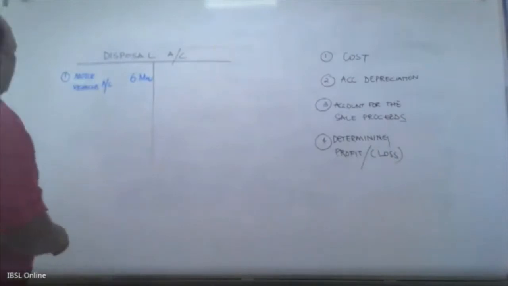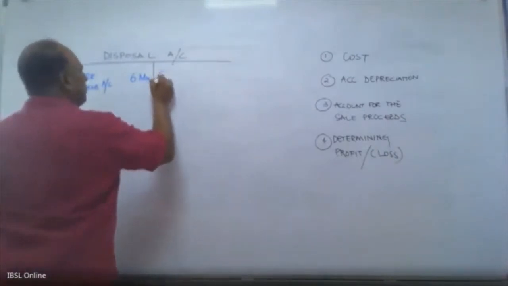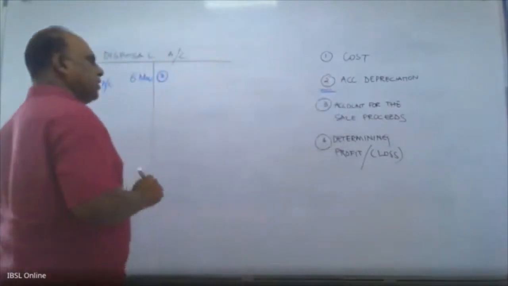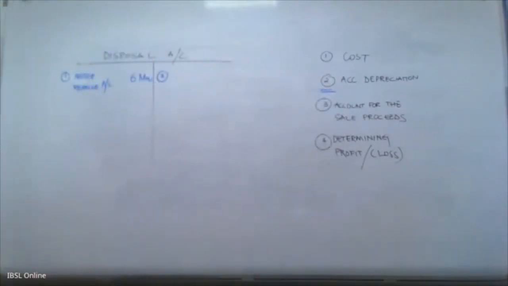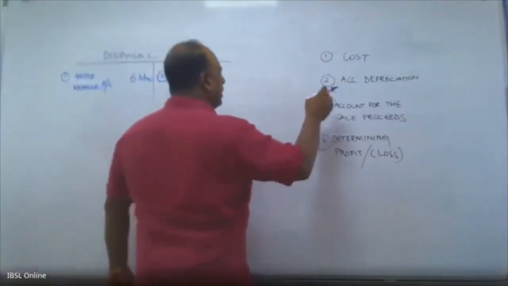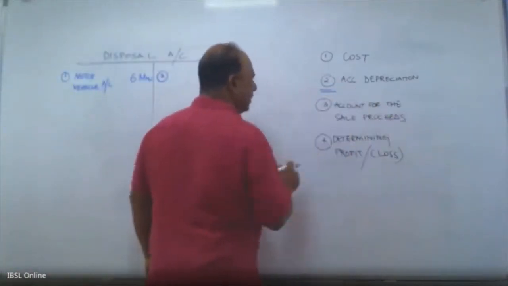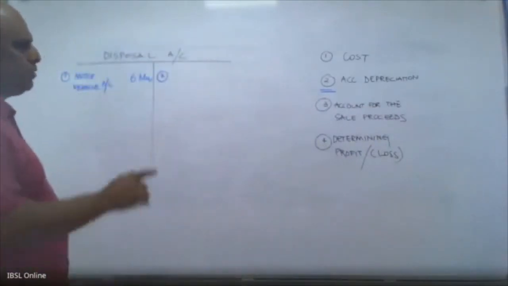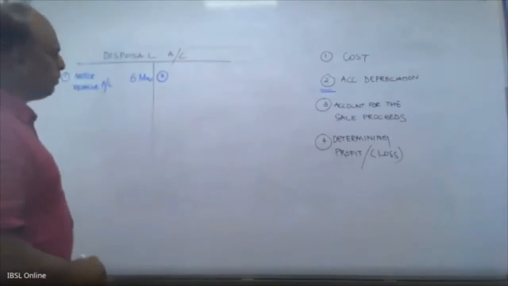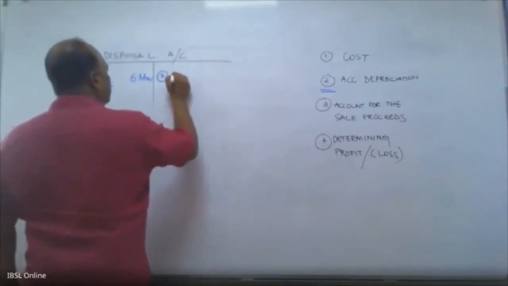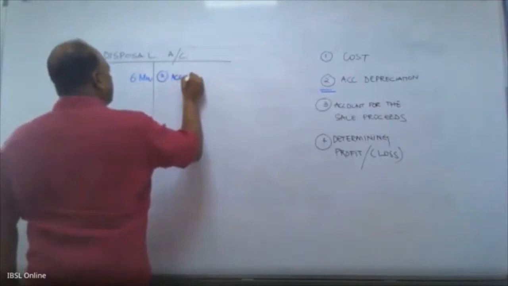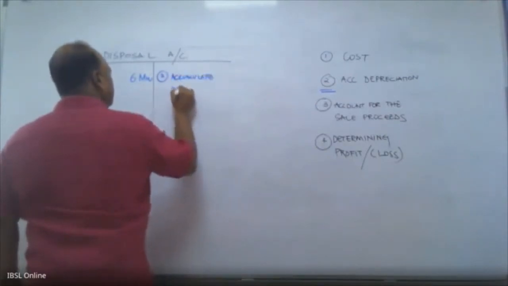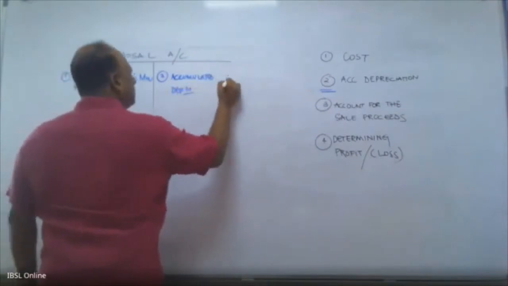Step number 2, reverse the accumulated depreciation on this particular asset. So you know the accumulated depreciation is in a liability account, which is a credit balance. So you will reverse it from there, means you debit your accumulated depreciation account and credit the disposal account. Which is 4.8 million.